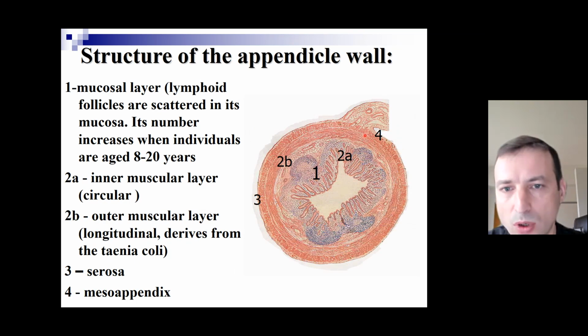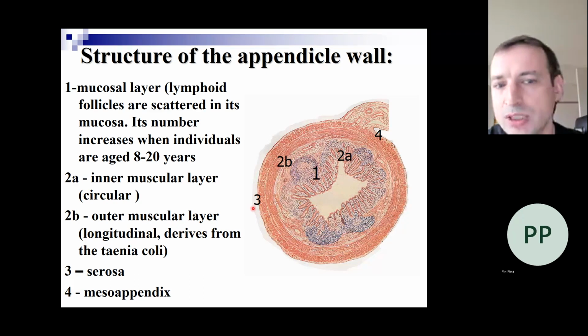Structure of the appendiceal wall. First, figure 1, the mucosal layer. Lymphoid follicles are scattered in its mucosa, and their number increases when individuals are aged 8 to 20 years. 2A, inner muscular layer, which is circular. 2B, outer muscular layer, which is longitudinal and derives from the Taenia coli. 3, the serosa and mesoappendix. The appendicular artery runs here.